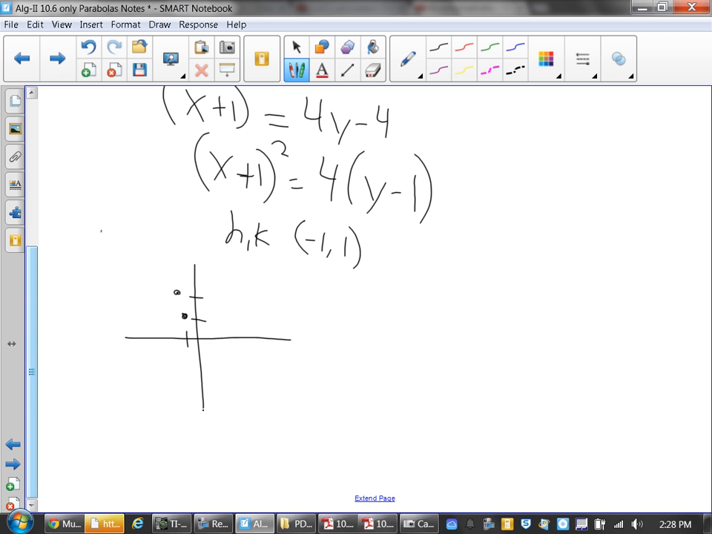That gives me my focus. My directrix then is at y equals 0. My axis of symmetry is at x equals negative 1. Your focus here is at negative 1 and 2. Yeah, the focus is at negative 1 and 2. My vertex was at negative 1 and 1. So when you start to plot those things through, it works out rather cleanly.